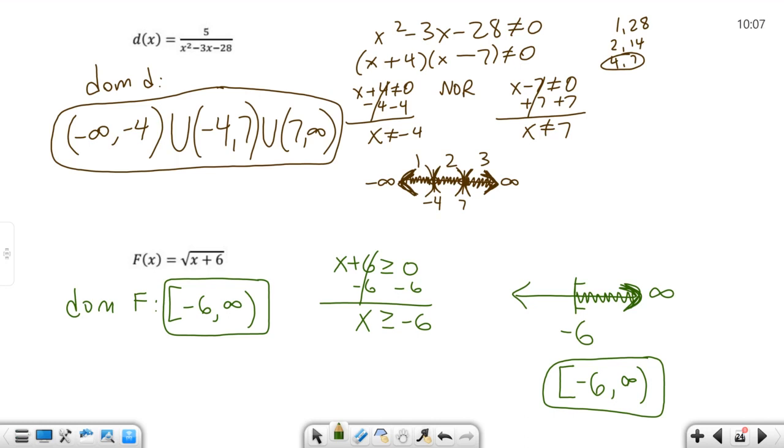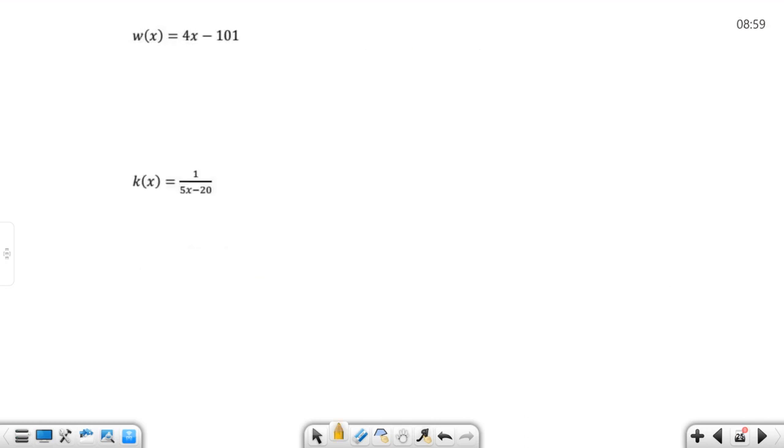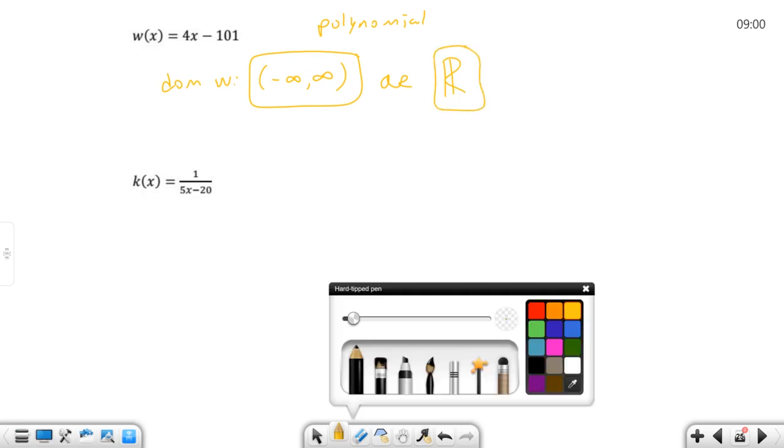All right? Little w of x equals 4x minus 101. This thing is a polynomial. Not only that, it's a line, but it's a polynomial. And if it's a polynomial, right, there's no x's in the bottom, no x's in the denominator, and none under a radical even root. So the domain here of w is negative infinity, comma, infinity. And the other way I said I would take that is with the R with the extra line through it, okay? Either one of those.